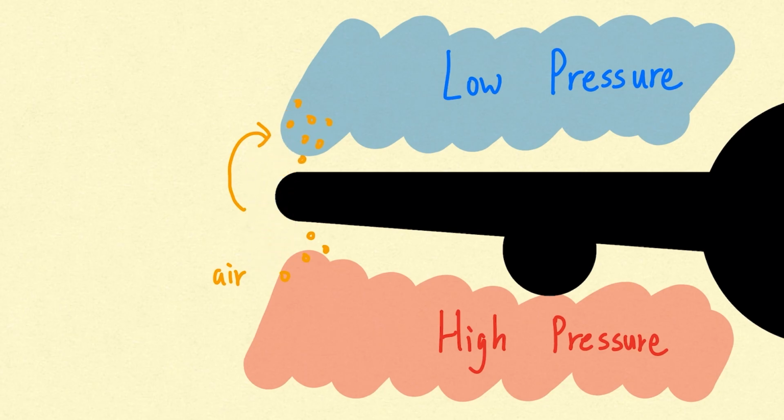Air moves out from the high pressure region under the wing, swirls around the tip, and tries to enter the low pressure region at the top. This circular motion is called a vortex. Since it occurs at the wingtip, it's called a wingtip vortex.